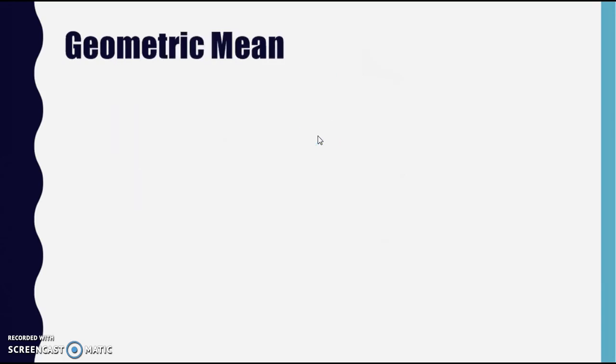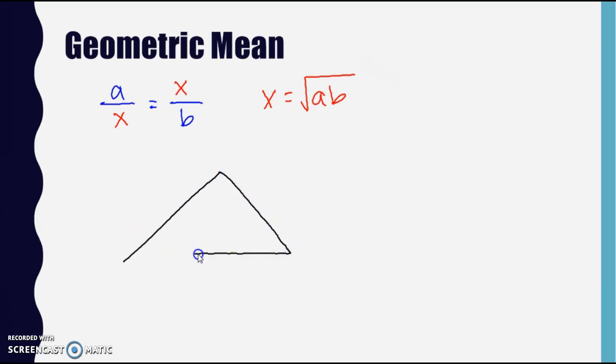All right, geometric mean. Remember, geometric mean is looking for a value such that you have the same value on the bottom of A and on top of B that makes it the same. So our formula for geometric mean is that the geometric mean x equals the square root of A times B. And this is important because if I have a right triangle and I drop an altitude from the right angle, I'm going to get similar triangles.